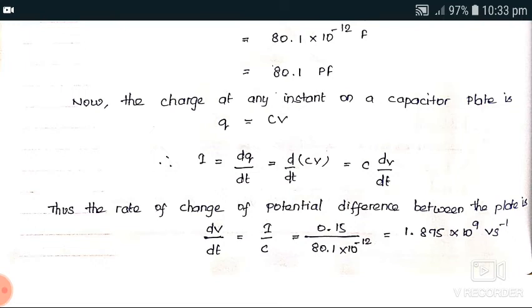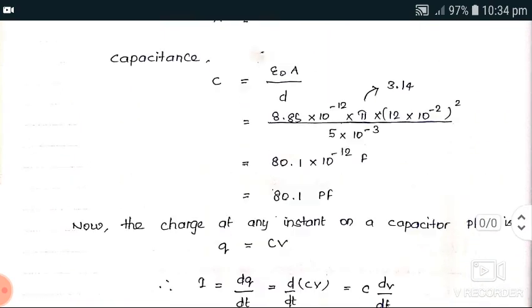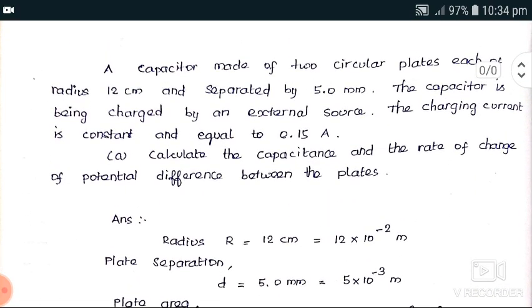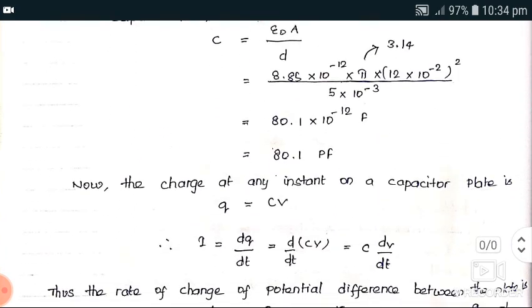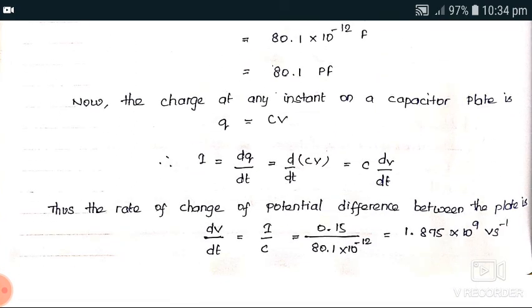Because I is equal to C into dV by dt. So dV by dt is the rate of change of potential difference, because V represents the potential difference. So dV by dt is equal to, C goes to the opposite side, I by C. You know the value of I, already given in the question, that is 0.15 ampere. Just substitute the value of I divided by the capacitance value.